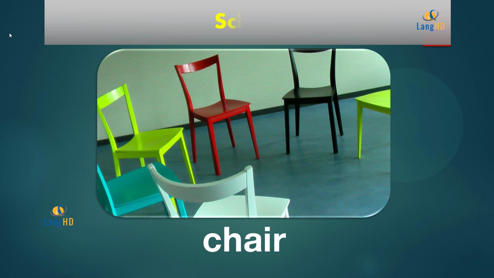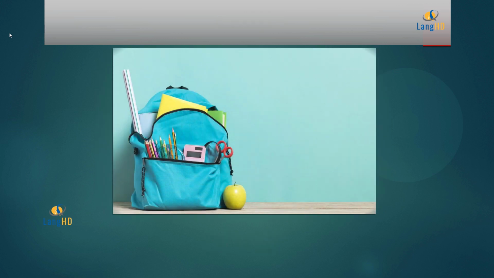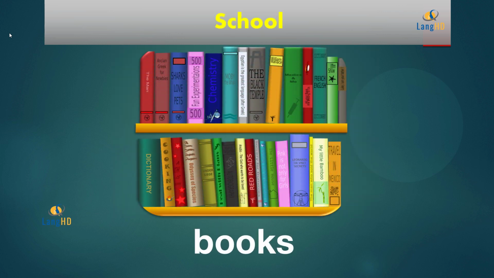Chair. The chair is a separate seat for one person, typically with a back and four legs. Bag. A bag is a flexible container used for carrying things like books and tools. Books. A book is a medium for recording information in the form of writing, drawings, or pictures.